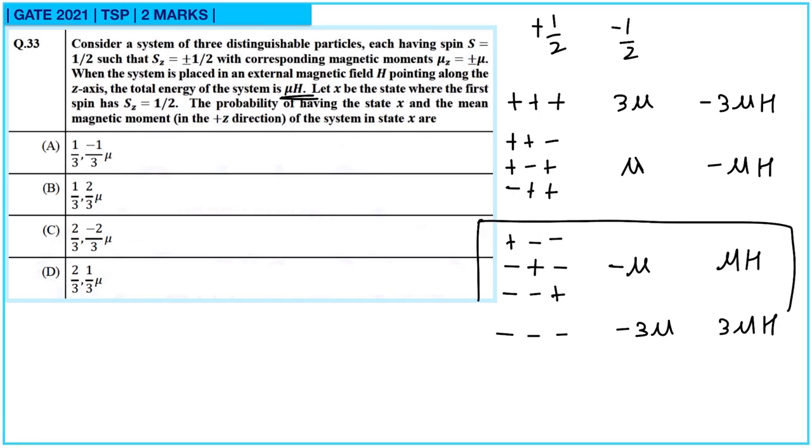So this is the part that we are dealing with, out of which this first one, in that case, sz of the first spin is plus half. So the probability of getting x will be, these are total 3 combinations possible, so 1 by 3. So probability is 1 by 3. And here total moment is minus mu, so the moment of that one particle will be minus mu by 3. So option A is correct, 1 by 3 and minus 1 by 3 mu.